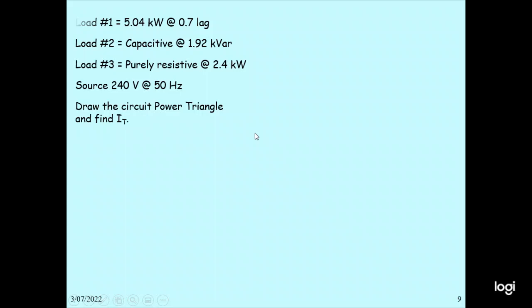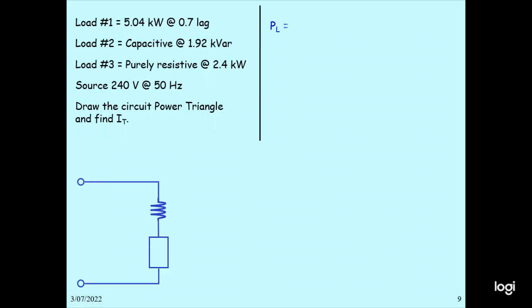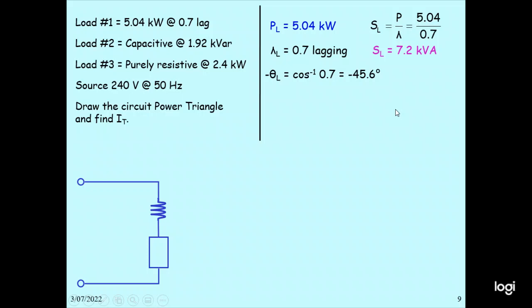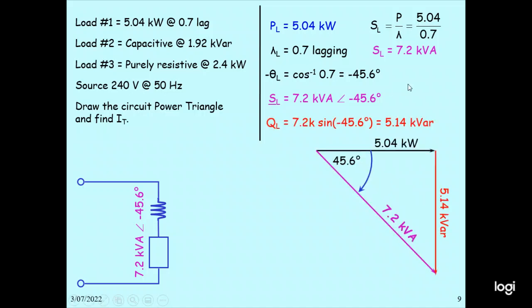So the other thing is load 1, in this case, so this is the P, 5.04, 0.7 lagging. And so S equals P by lambda. So 5.04 divided by 0.7, so 7.2 kVA. Theta is minus cos inverse of 0.7, so minus 45.6 degrees. And then we draw the power triangle like this. So this way we draw it.